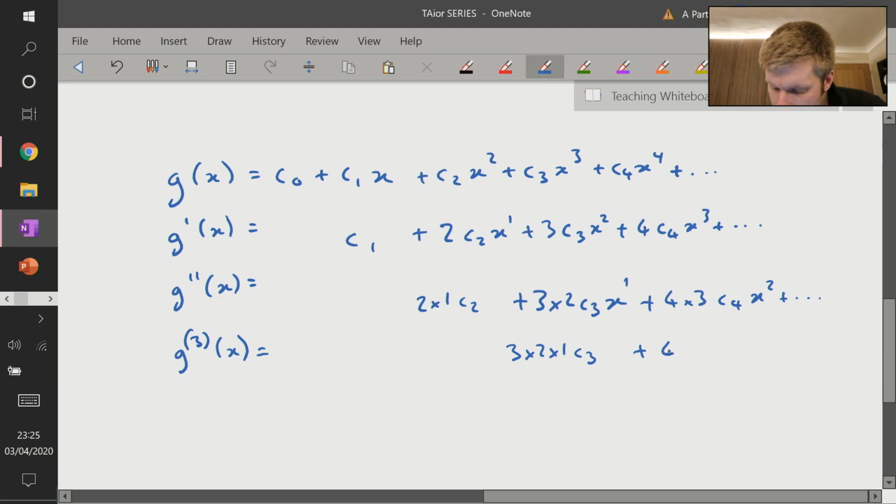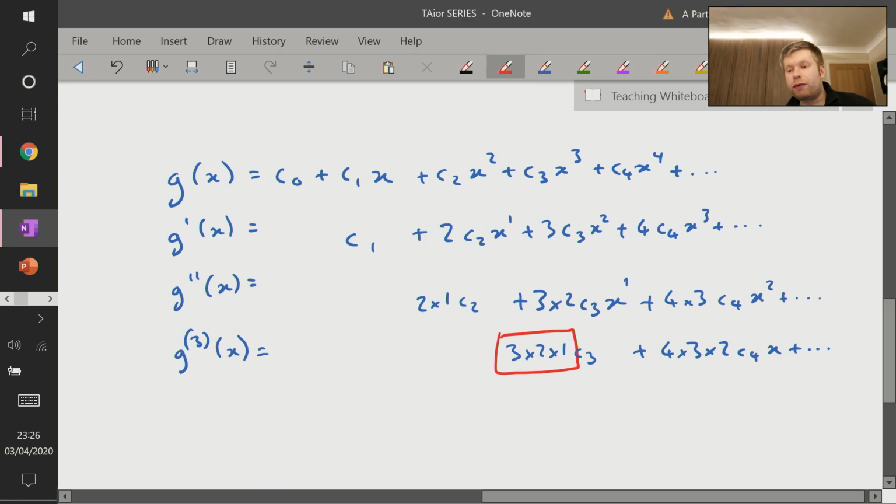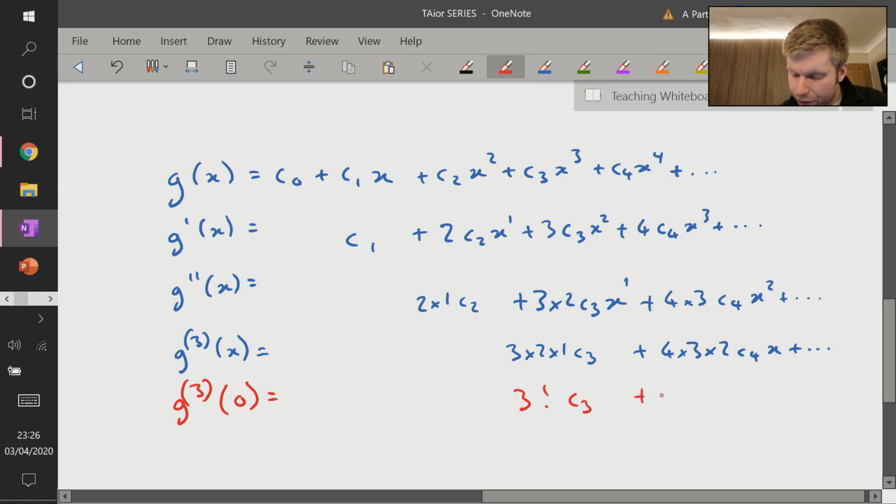And I get 4 times 3 times 2 times c4 times x, and so on and so on and so on. Now hopefully you can start to see here why I wrote that as a factorial for my previous function. Because when I stick in x equals 0 into here, watch what happens. I get 3 factorial, that's 3 times 2 times 1 times c3, and then every other term, so this term and every term afterwards, will always have a 0 in, because I'm sticking in x equals 0. So therefore all of these terms are going to disappear. In other words, the third derivative of my approximation function at the point x equals 0 is going to be 3 factorial times c3.